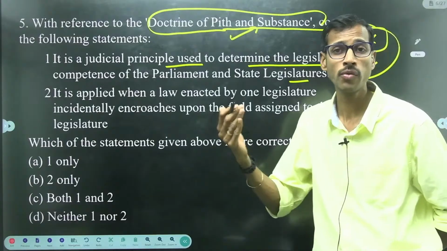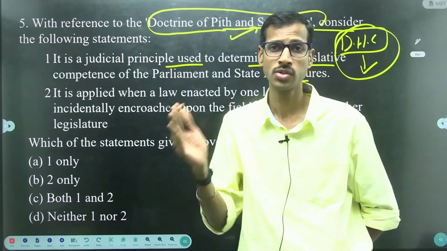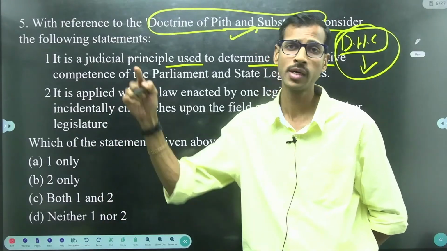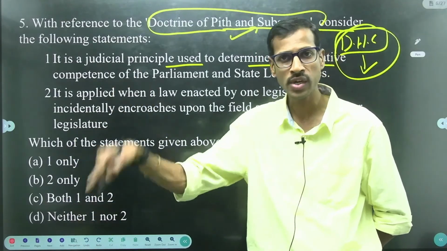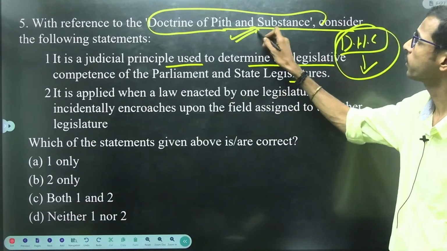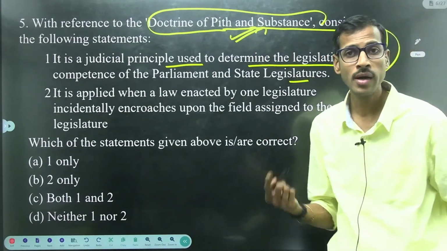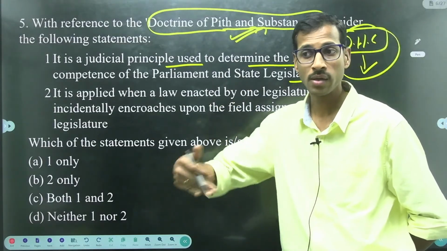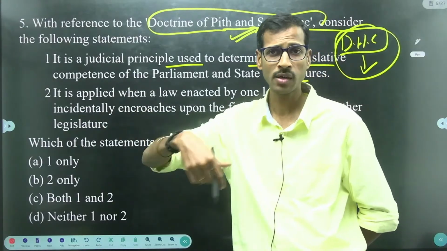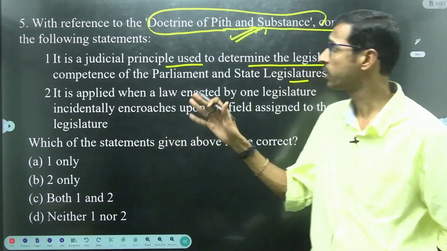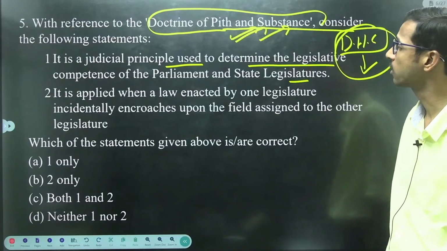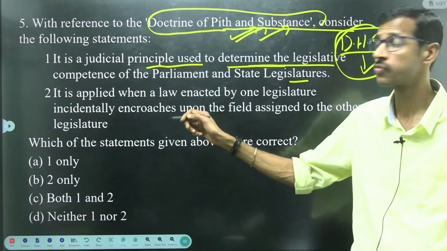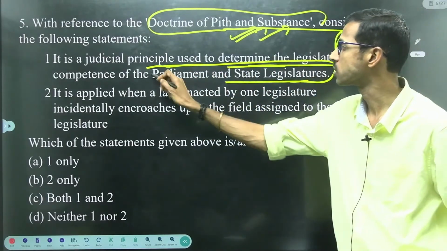Wherever a conflict happens between the center and state legislations on matters related to the legislation of that particular subject, the doctrine of pith and substance determines the nature of the law, whether it is under the jurisdiction of the center or the state. It is completely focused on this. The doctrine of pith and substance is a judicial principle used to determine the legislative competence of Parliament and state legislatures. That is correct.